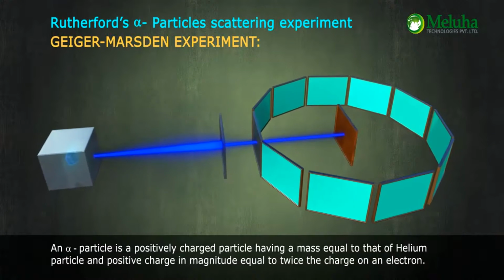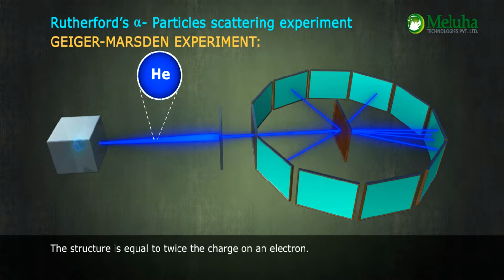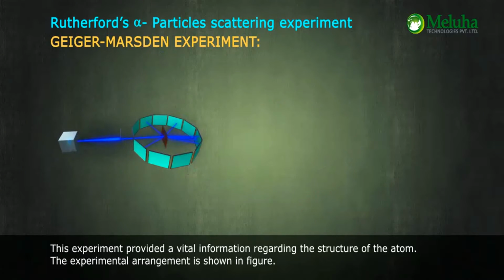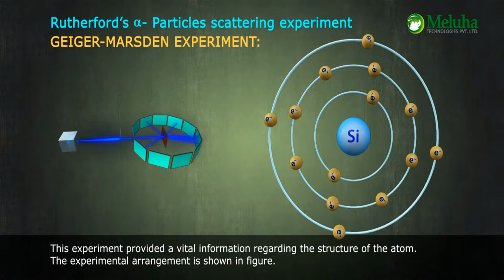An alpha particle is a positively charged particle having a mass equal to that of a helium particle and a positive charge in magnitude equal to twice the charge on an electron. This experiment provided vital information regarding the structure of the atom.